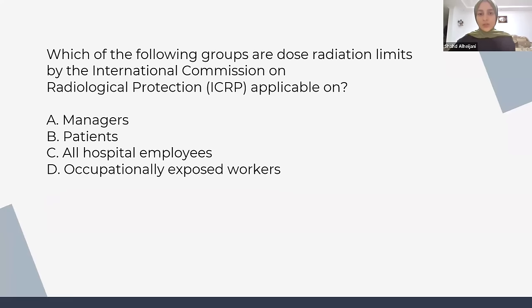Now, I think I have one more question for this. Which of the following groups are the dose radiation limits by the ICRP applicable to? Okay, this is an easy question. We said that the dose limits will apply to occupationally exposed workers only. Because in patients, you need to screen them, so there will be a high fraction of radiation reaching them.